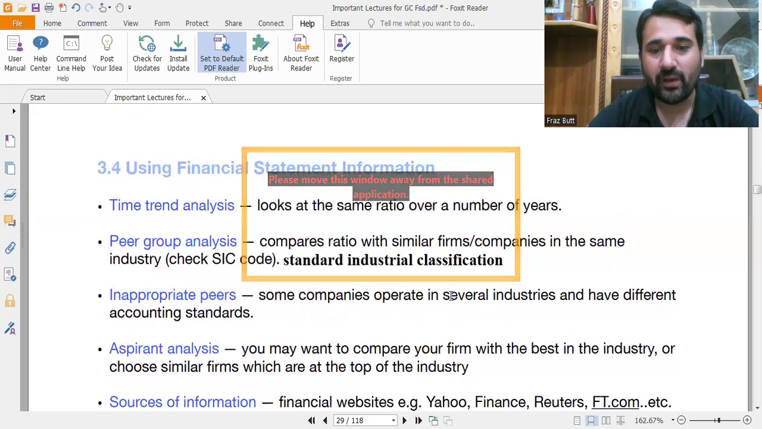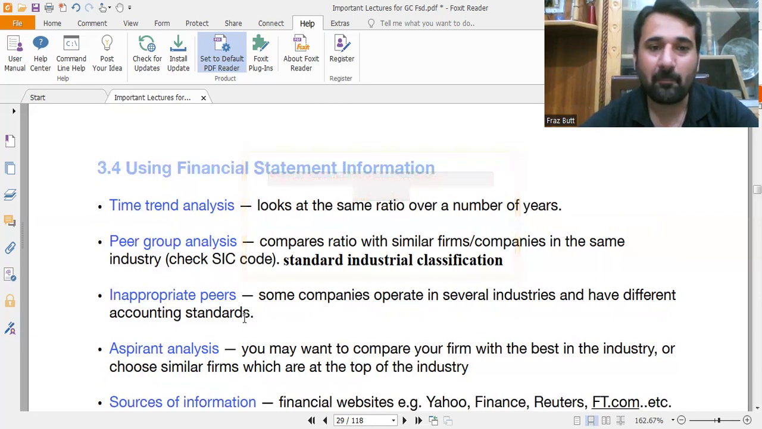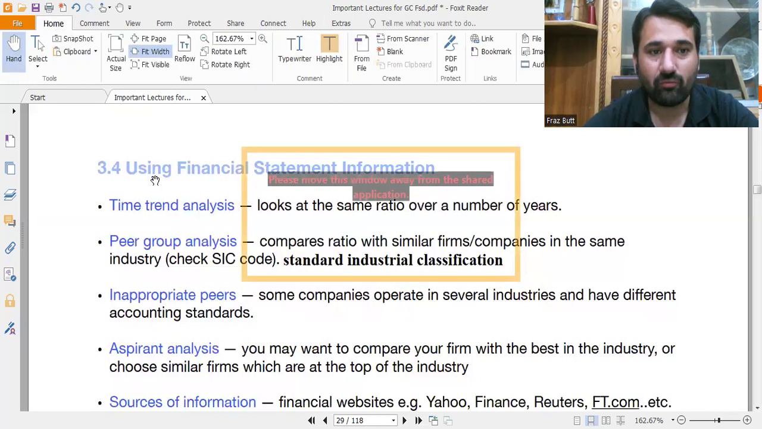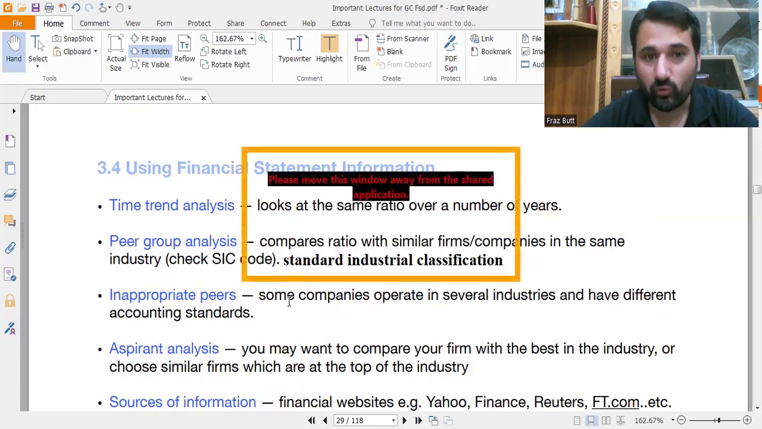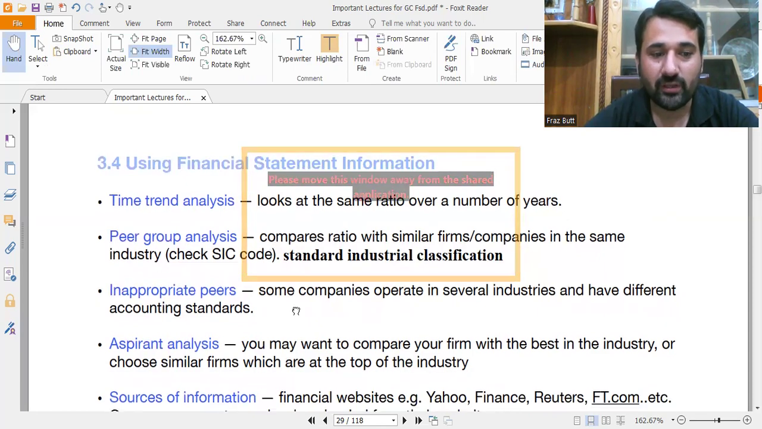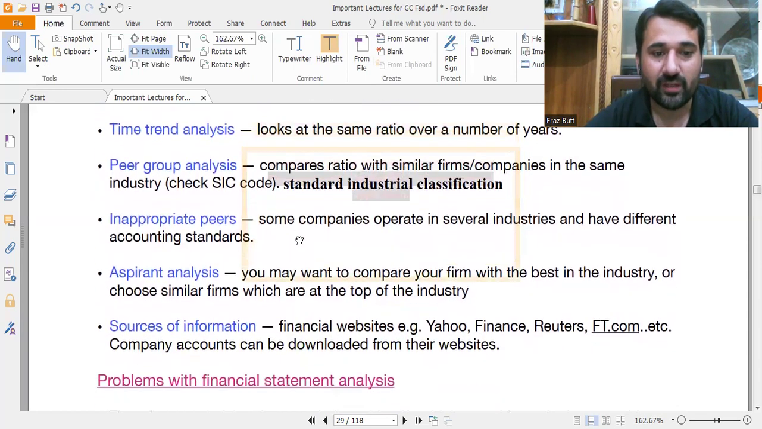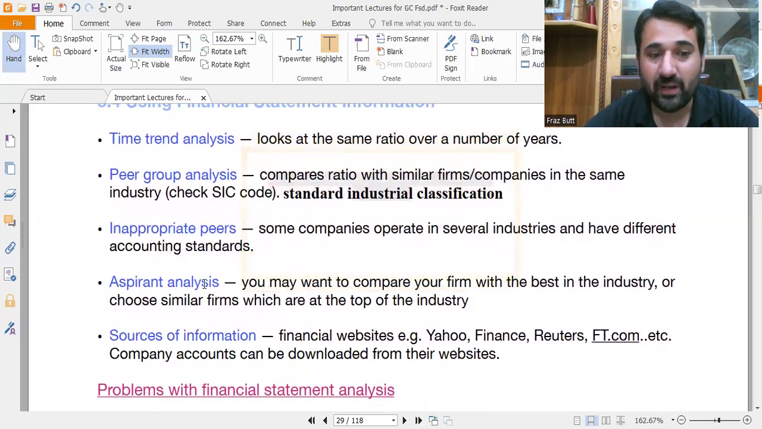Then inappropriate peers. Some companies operate in several industries and have different accounting standards. There are many companies which are operating in more than one department. For example, a company is dealing in the pharmaceutical sector. The same company might be dealing with tires and tube manufacturing, and the same company might be involved in manufacturing leather shoes. So these are inappropriate peers which are not actually working in the same standards and same type of industries.